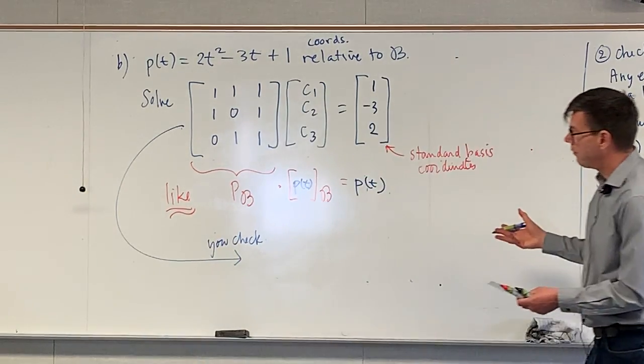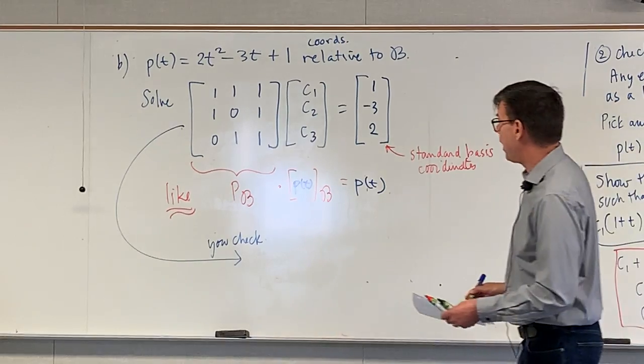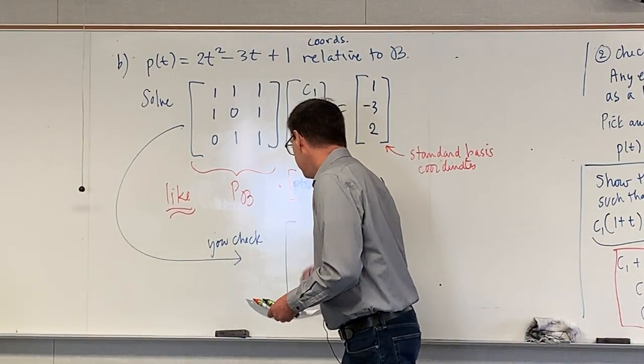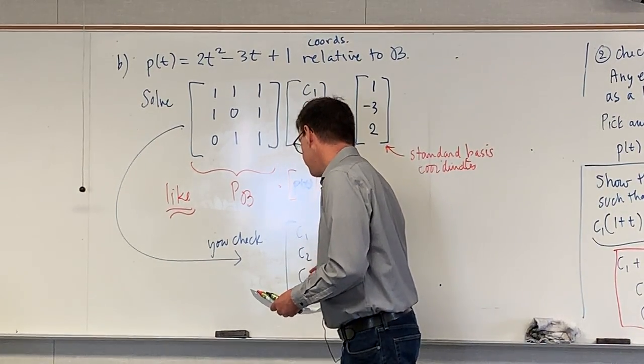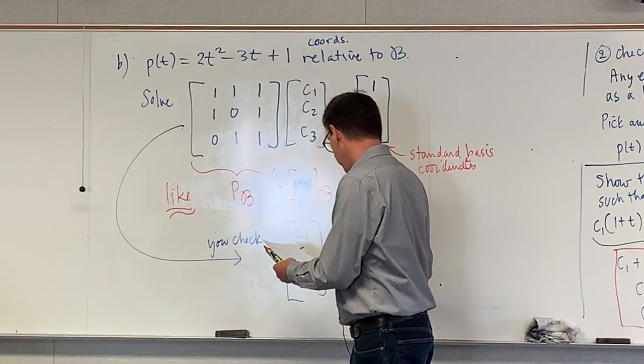So here we would want to find specific values of C1, C2, C3. We either need an inverse or we need to go through the augmented matrix process. What we get is C1, C2, C3 is -1, 4, -2.